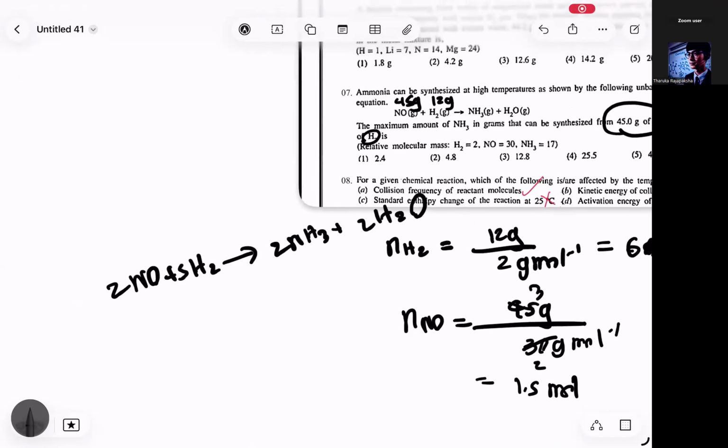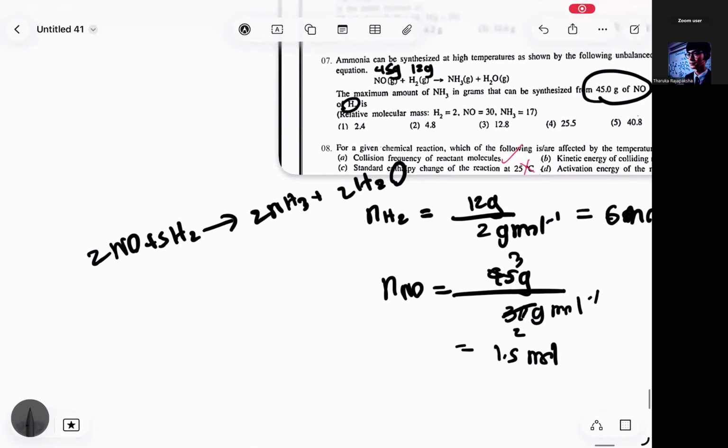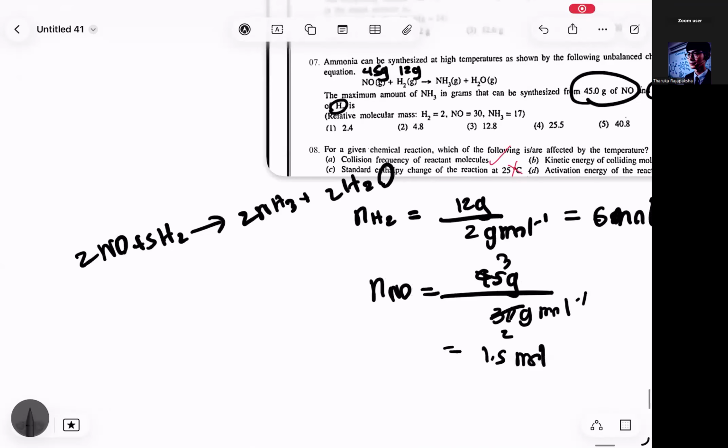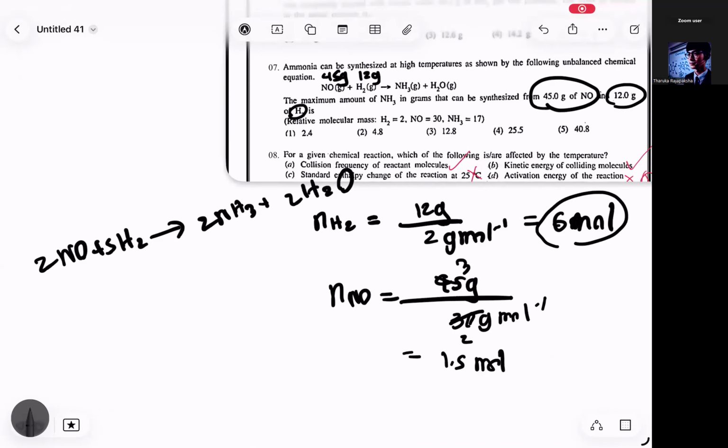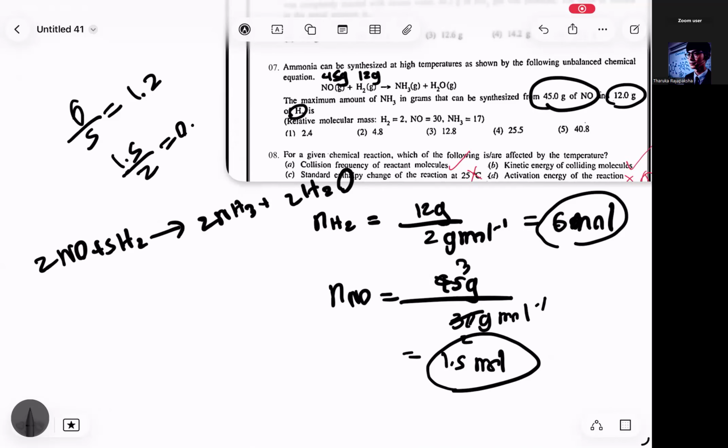Then we can find the limiting reagent. There are 6 moles of hydrogen and 1.5 moles of NO, but the stoichiometry for hydrogen is 5. So 6 divided by 5 is going to be 1.2. And 1.5 divided by 2 is 0.75. So the limiting reagent is NO. NO is the limiting reagent.